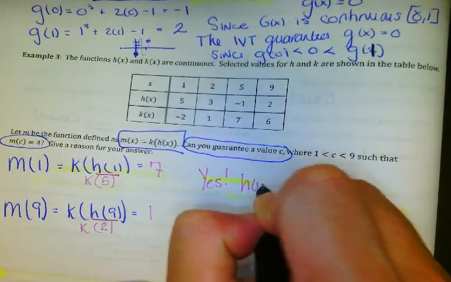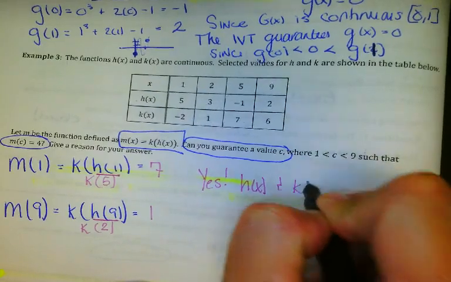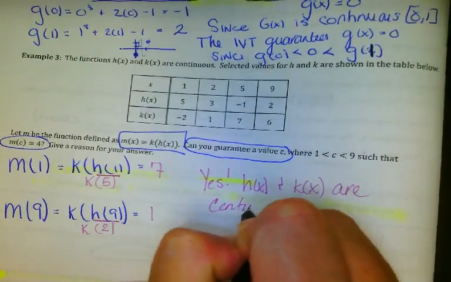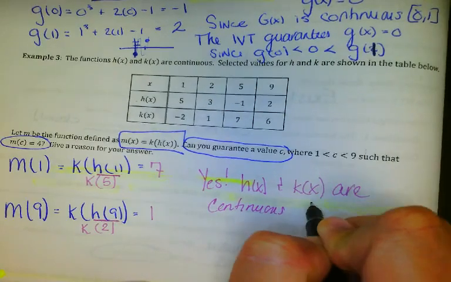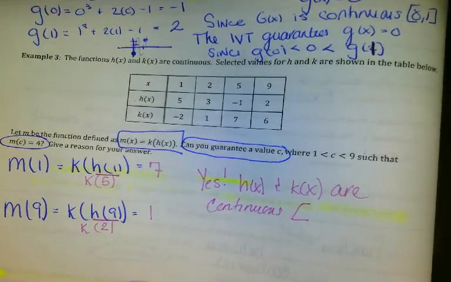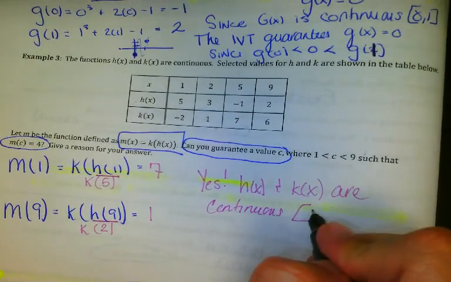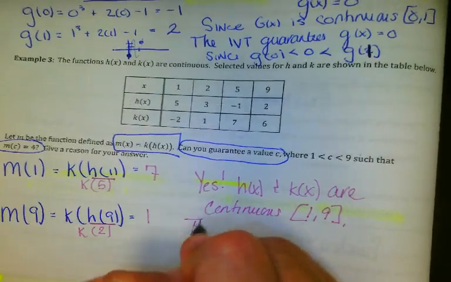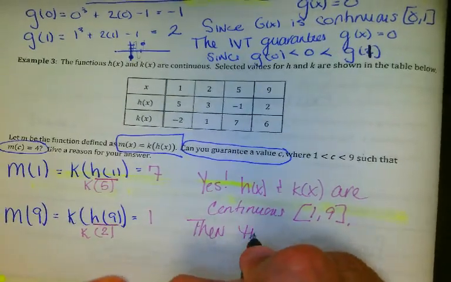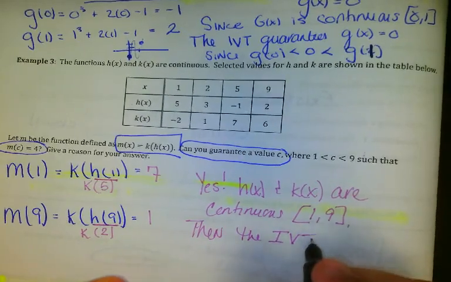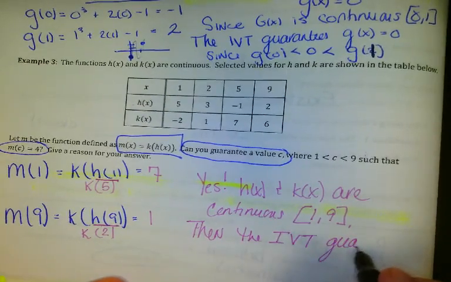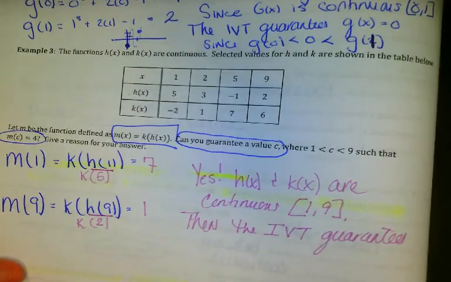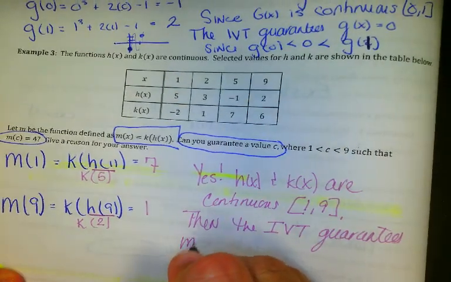They told us h of x and k of x are continuous. And again, it's always the closed interval. Think continuous on the closed interval. Then the IVT, Intermediate Value Theorem, guarantees. Repeat the question back. What are we looking for? M of c to equal 4.